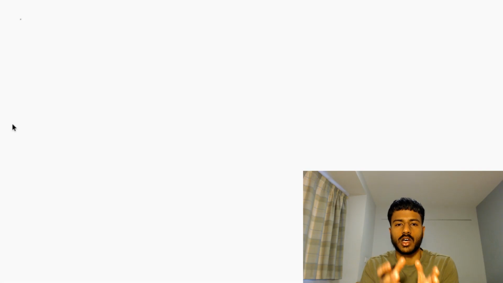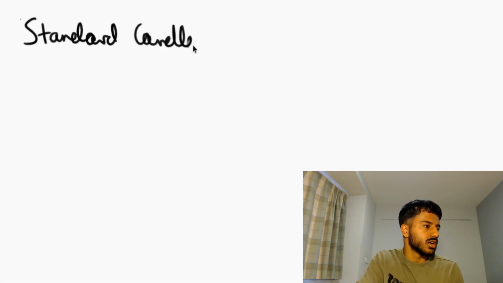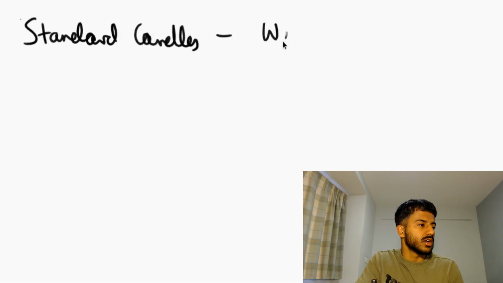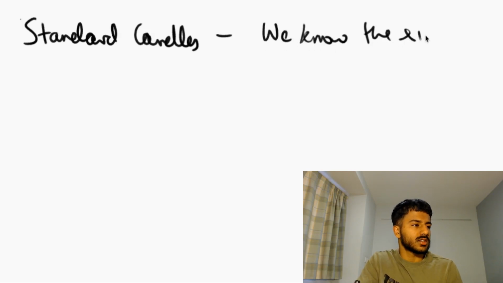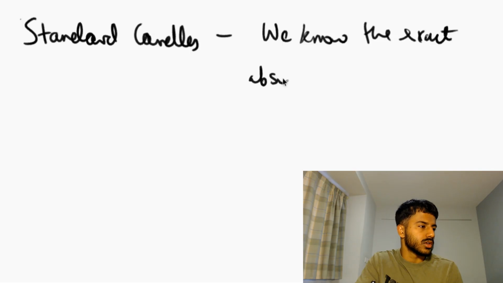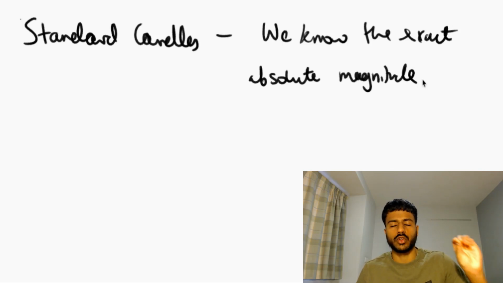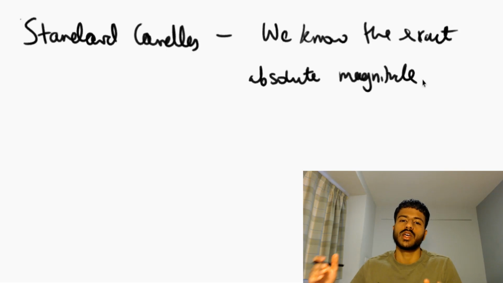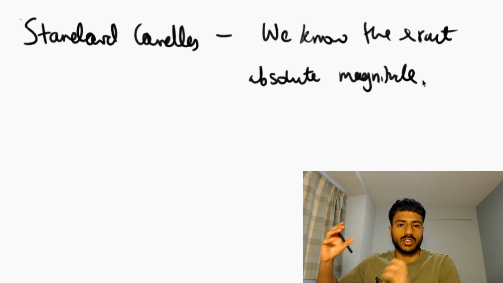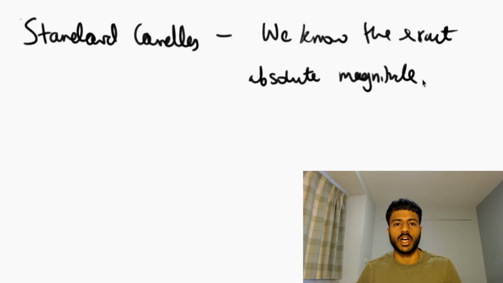What is so special about type 1a supernova is that they are something called standard candles, which means that we know the exact absolute magnitude of these type 1a supernova. And what's special about knowing the absolute magnitude is that if you measure the apparent magnitude from Earth, we can then therefore determine the distance from this type 1a supernova and the Earth.